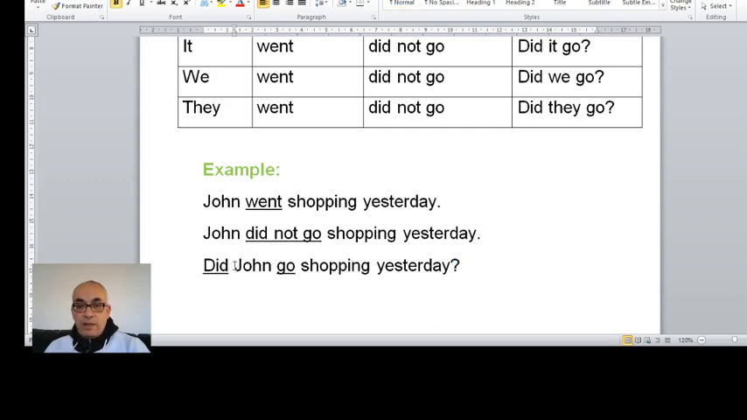I use did. I use subject, and then I use infinitive. Did John go? That's correct. Did John went? No, this is wrong. Did John go? Why? After did, we use subject and then infinitive.